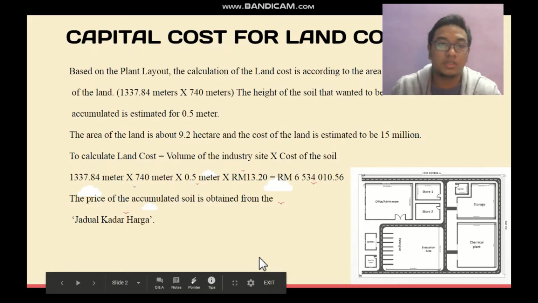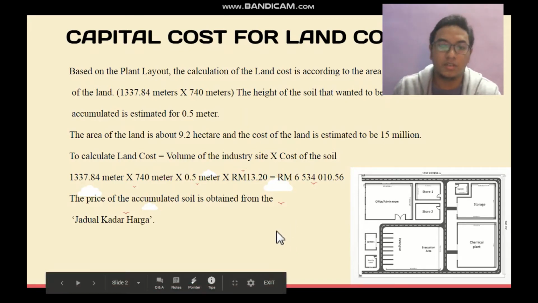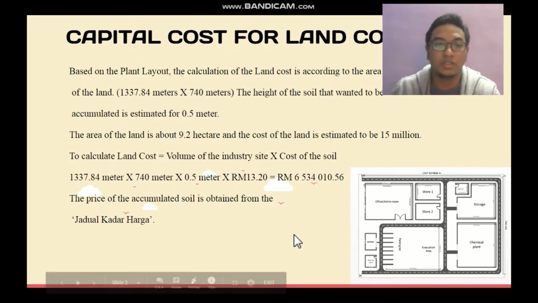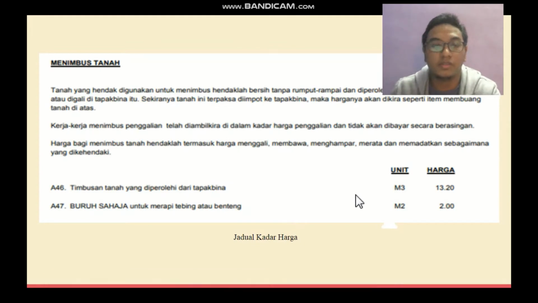This means 1337.84 meter times 740 meter times 0.5 meter and times 13.2. We will get the total land cost around 6.5 million ringgit Malaysia. The price of the accumulated soil is obtained from the Jadwal Kadar Harga here from JKR. Next, I will pass it to Anissa.